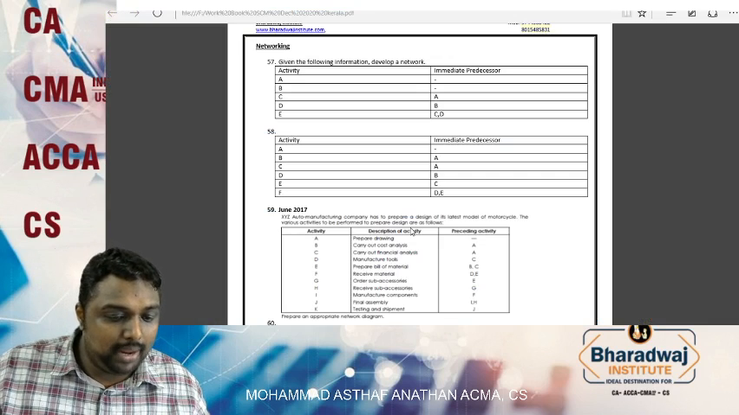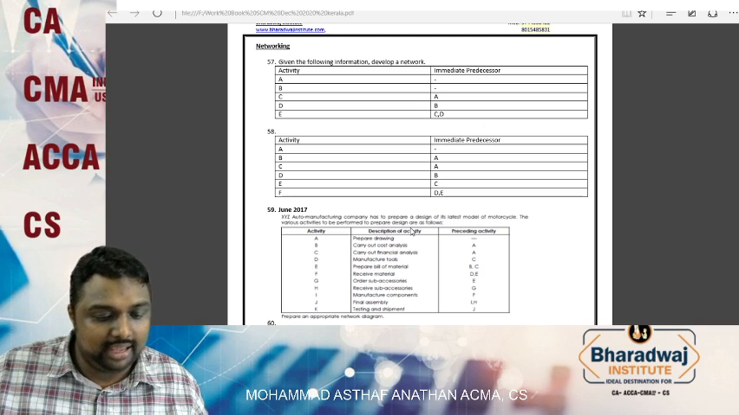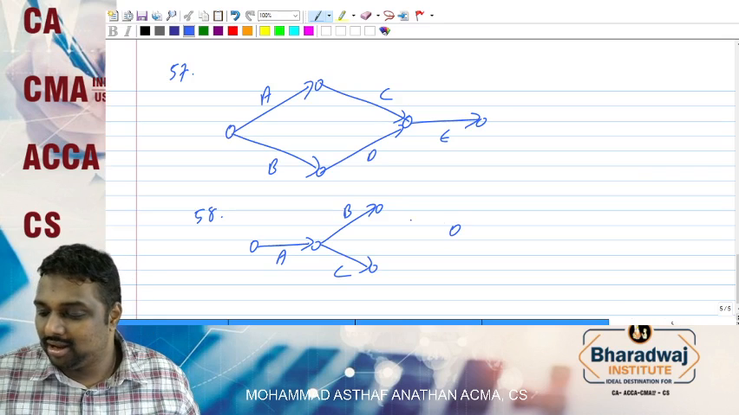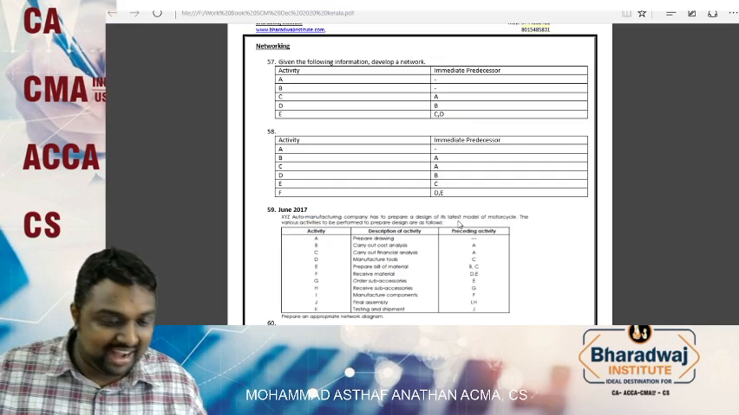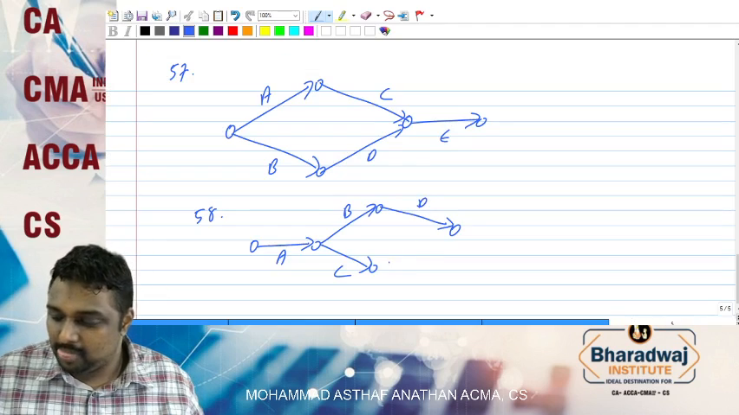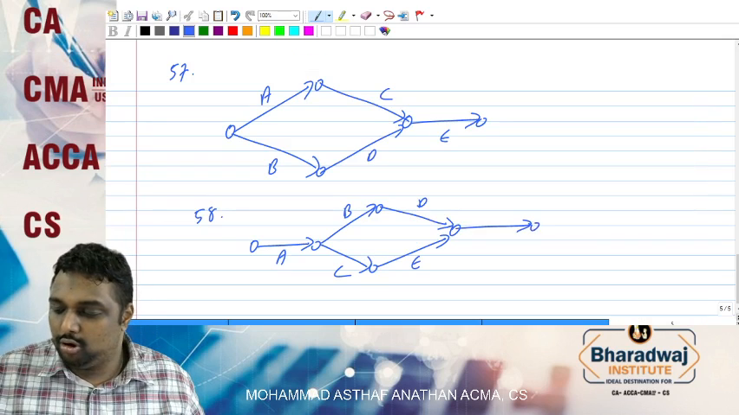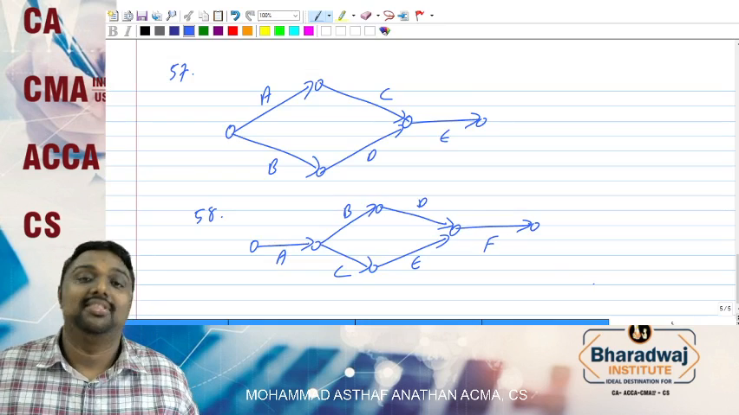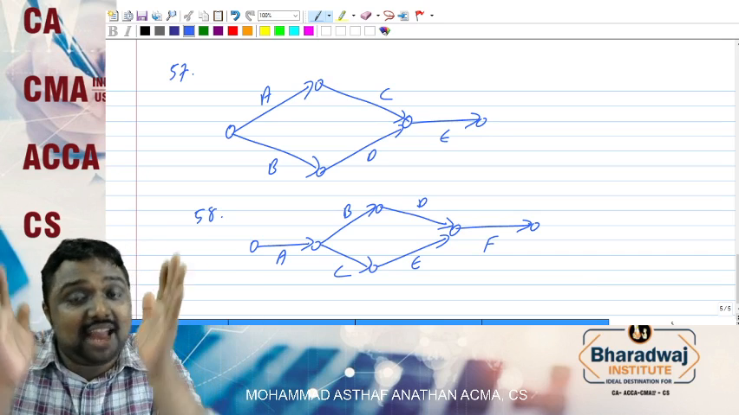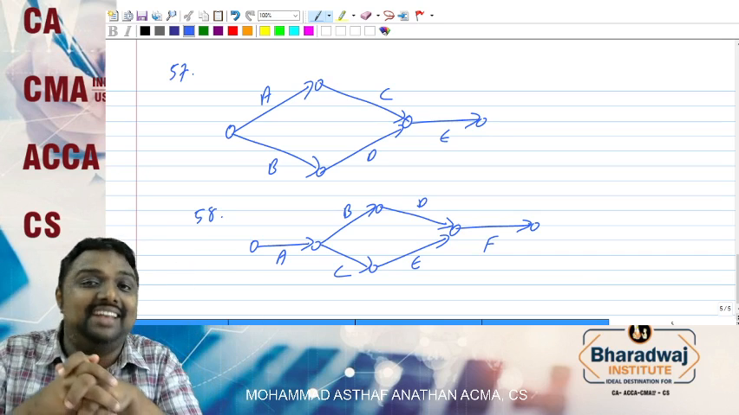Now from B, D goes and E goes, both together going. So B, what activity goes? D. From C it goes for E. Both D and E go for F. How interesting. So this is what I brought for your basic understanding.